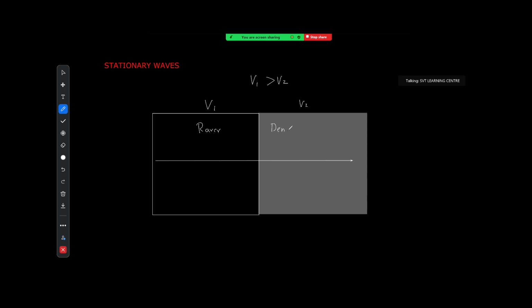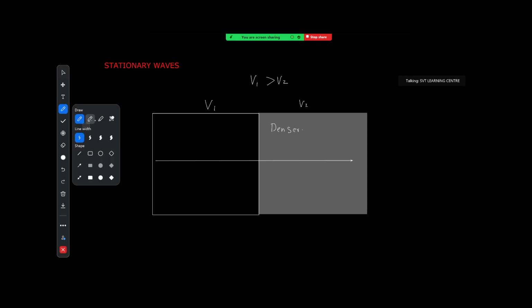Remember, there is no absolute definition of rarer or denser. If velocity in one medium is greater than the velocity in the second, the first one will be rarer, the second will be denser. This has got very little to do with the actual physical composition of the medium. Okay, please remember that. So don't make a view that if a material is materially dense, it will automatically become optically dense. It's not true.